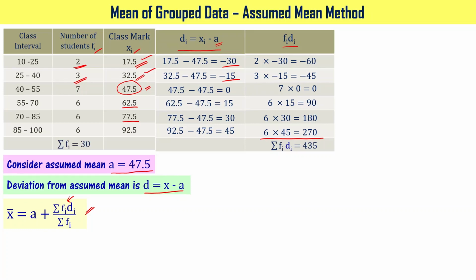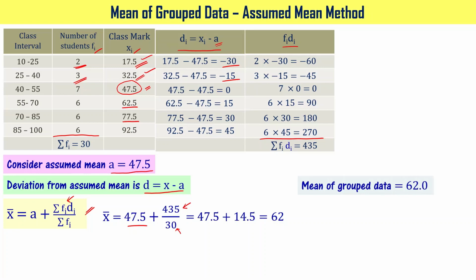And sigma fi is 30. We know that already, right? So we can substitute these values such that I can get x bar as 47.5, that is A, plus sigma fi di, which is 435, divided by sigma fi, that is 30. When you simplify this, you get the answer as 47.5 plus 14.5, that is equal to 62. This is what exactly we have gotten earlier with the direct method also, right? Mean of the group data is 62.0.